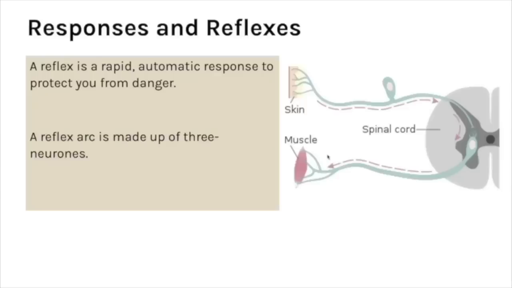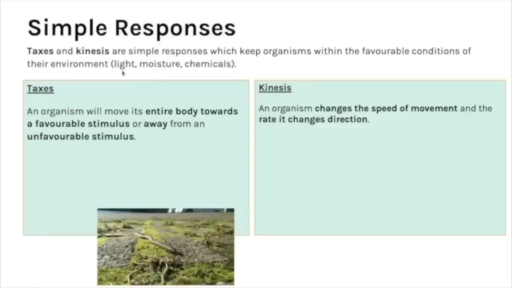A reflex arc is made up of 3 neurons, and that would be the sensory neuron. We'd then have the relay neuron and the motor neuron. So it's only 3 neurons. That means you're only going to have 2 synapses, and that is one of the reasons why it's such a rapid response.